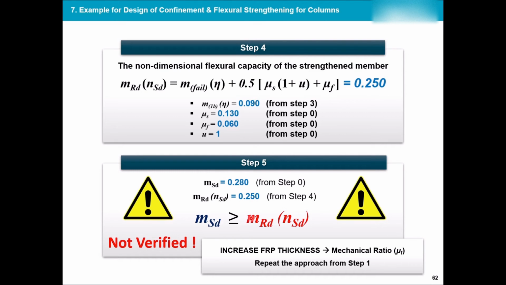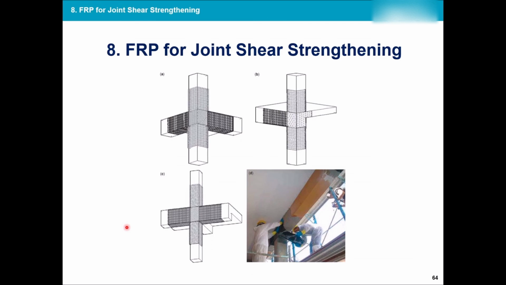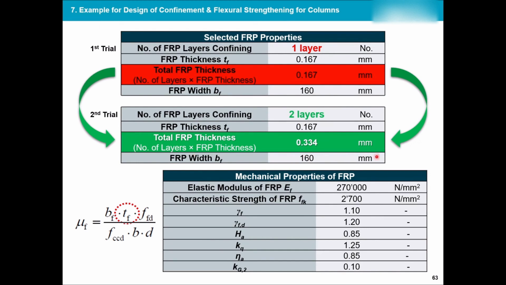Now I have to do all of the calculations again by adding more layers. The initial guess was 1 layer, with that thickness. Now I say, okay, I add another layer as well. So now instead of having one layer's thickness, I have this times 2. A new thickness is produced. I calculate everything which TF was a player in. For example, μF was a mechanical property of FRP, so TF had an effect on it. And hopefully this time it will be satisfied.